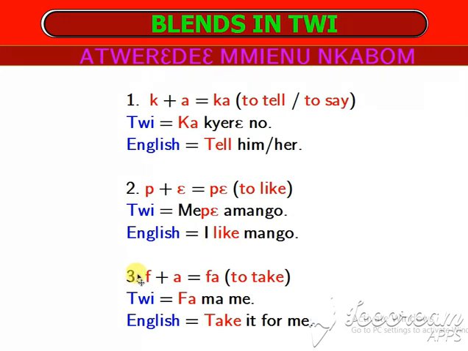Example 3. F and A. Together we have Fa. Fa means to take. Now let's use Fa in a sentence. Fa mami, which means take it for me.